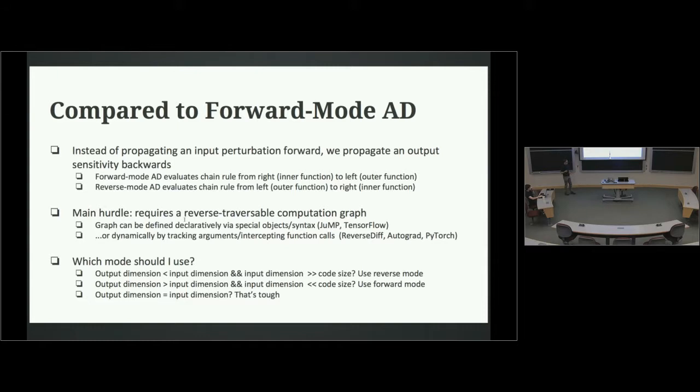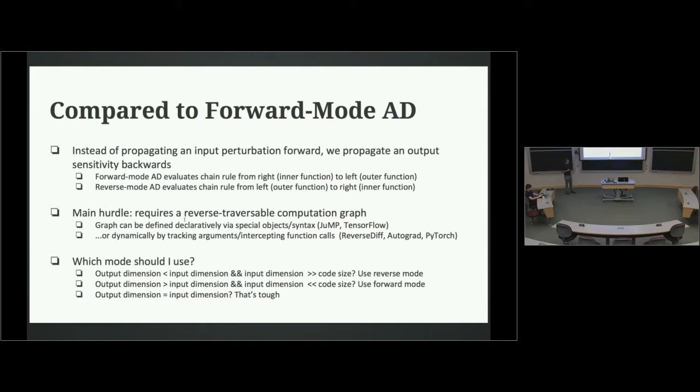Obviously, if we need to get all the way to the output, then we need to have some type of reversible computation graph. And this seems to be the main hurdle in implementing reverse mode in general: figuring out what format you want this graph in, how you're going to get it from the user, and what your traversal semantics will be. The two main paradigms: you can have the user declare a graph, and that's more what Jump and TensorFlow do.